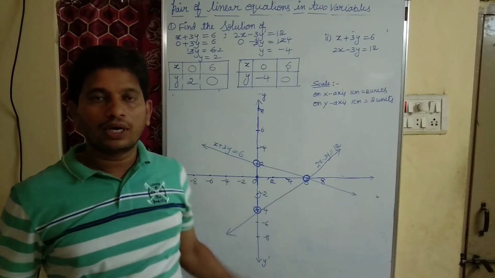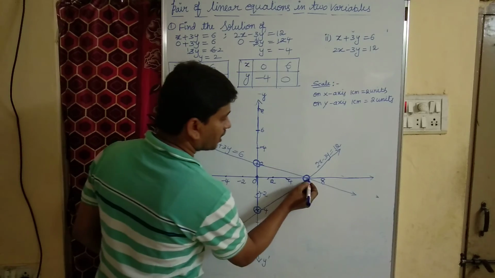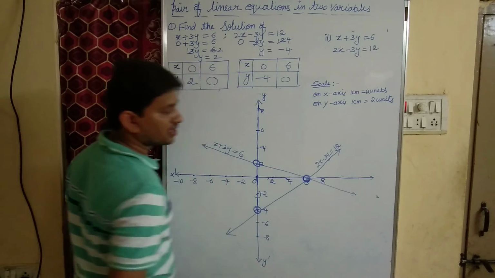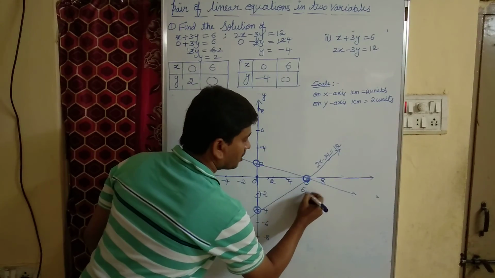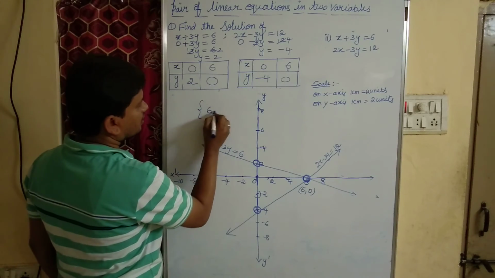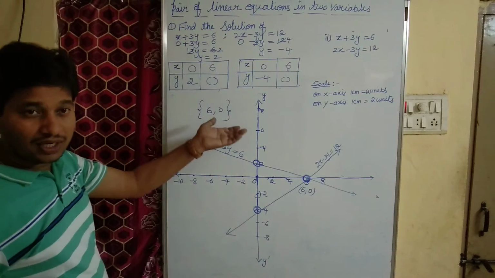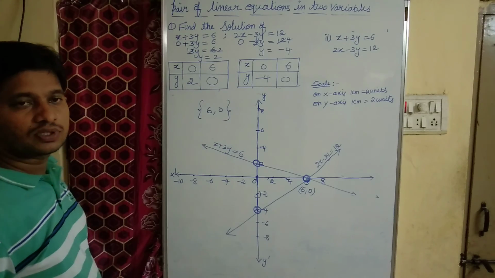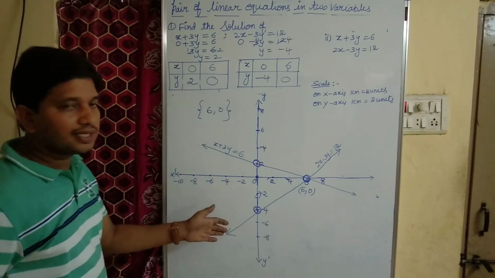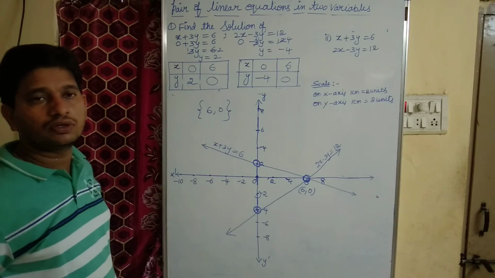If you observe the given system of equations, they intersect at this point. They both intersect at this point. So this is the solution of the equations, that is (6, 0). Our solution set is (6, 0). If you solve them algebraically, you will also get the same answer. Right? So they are intersecting lines, and the solution set for the given system of equations is (6, 0).